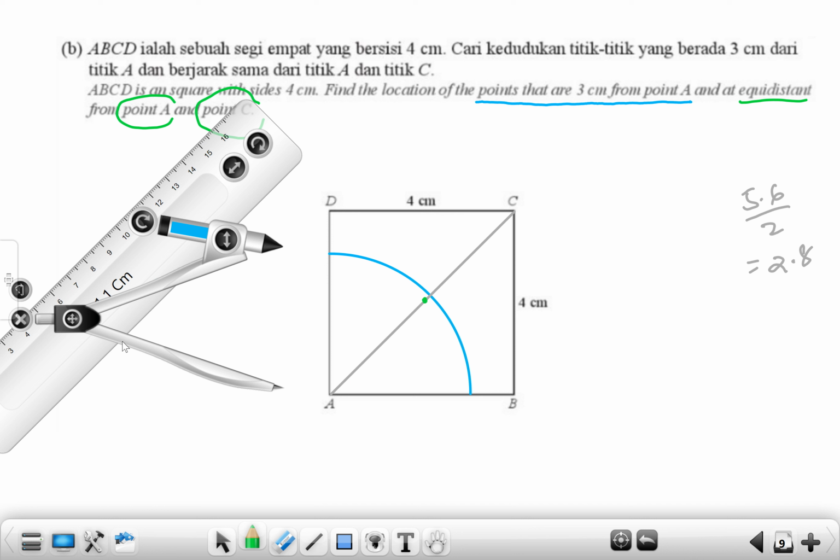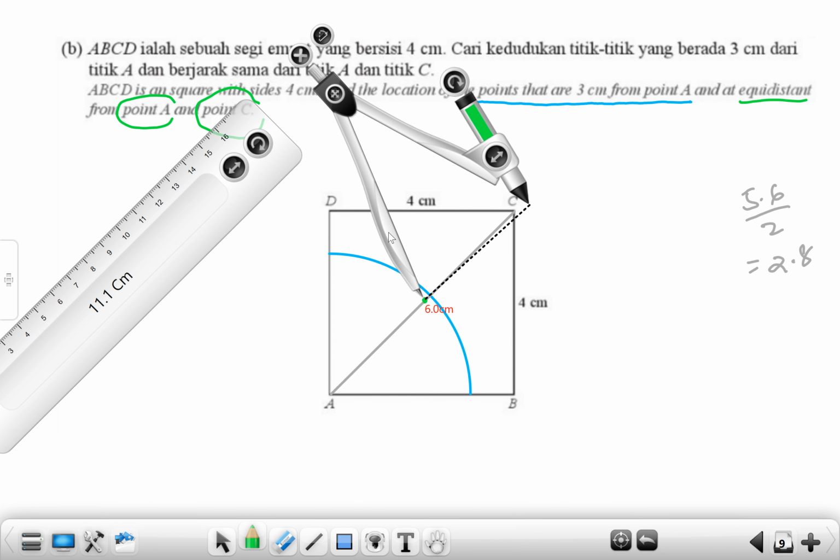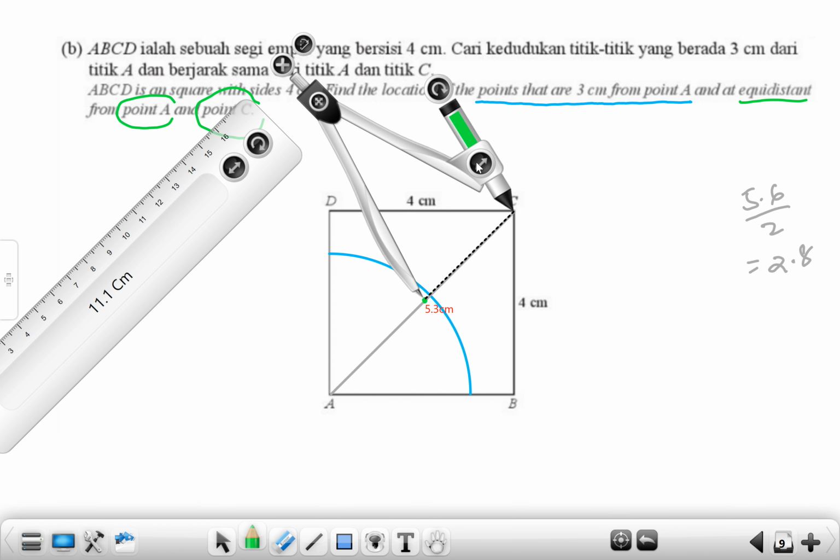So, what should I do? Make the perpendicular. How to make a perpendicular over here? Put the needle here at our middle point. And then? How about the length? Smaller than. Okay, yours just now is 2.8. So, for you are going to go for 2 centimeter.